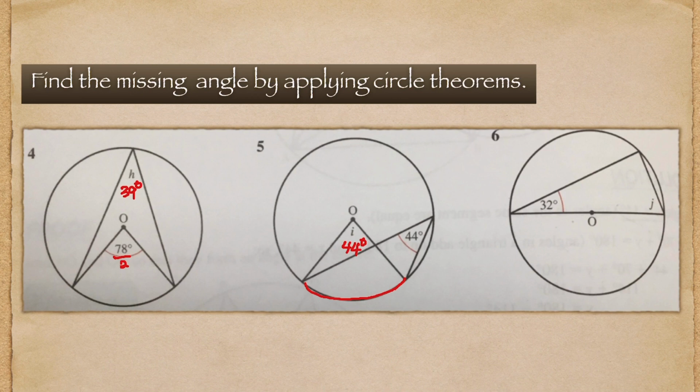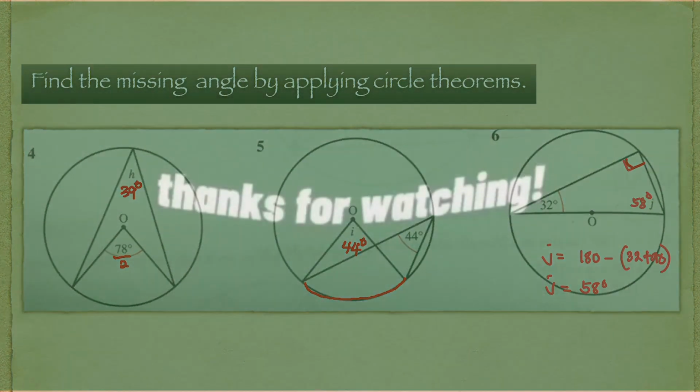Number 6. The given is 32 degrees and the diameter O, which is subtended by this angle, so this must be a 90 degree angle. To find out J, just simply 180 minus the sum of 32 and 90. So J is equal to 58 degrees.